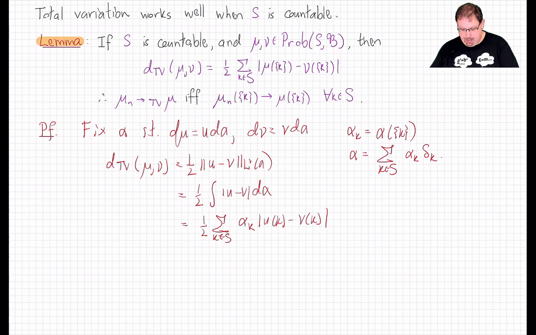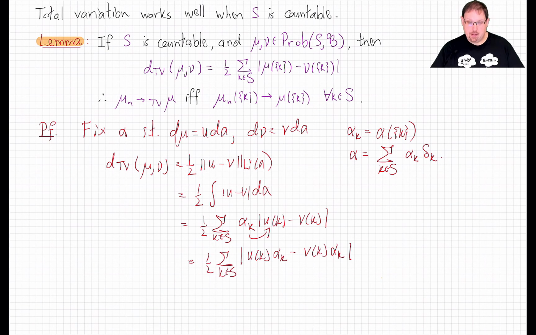Now we bring the alpha k inside, and then we simply note that in this discrete setting, d mu equals u d alpha just means mu of k is equal to alpha of k times u of k. So this is mu of the singleton k minus nu of the singleton k, which gives us our formula here.